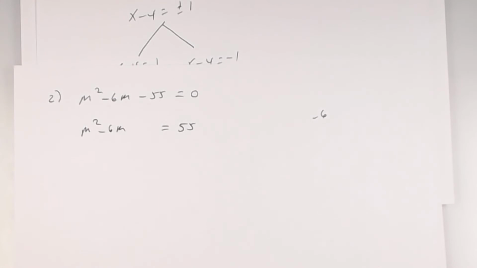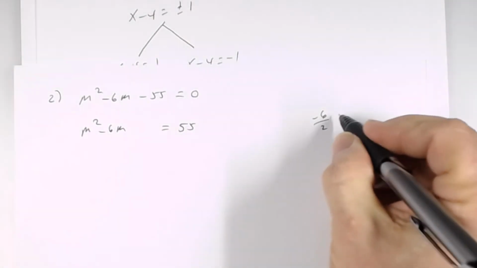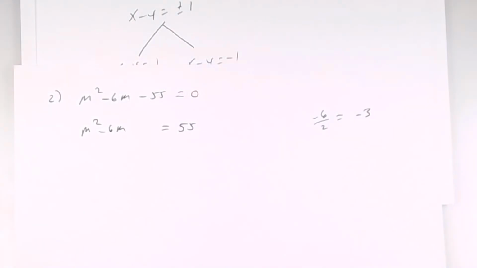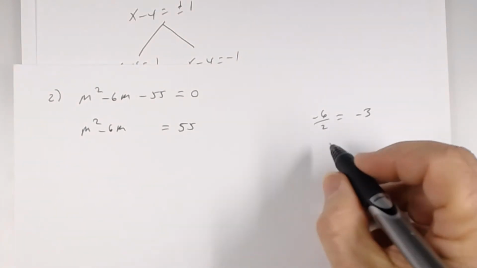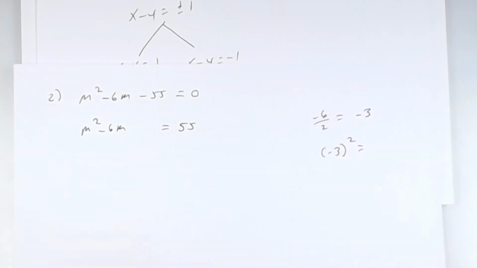And I get that to be negative 3? Okay. Then what must I do to that negative 3? Square. So I got to square negative 3, just like this. And when I square negative 3, I better get a positive 9. Positive 9, it should always be positive.